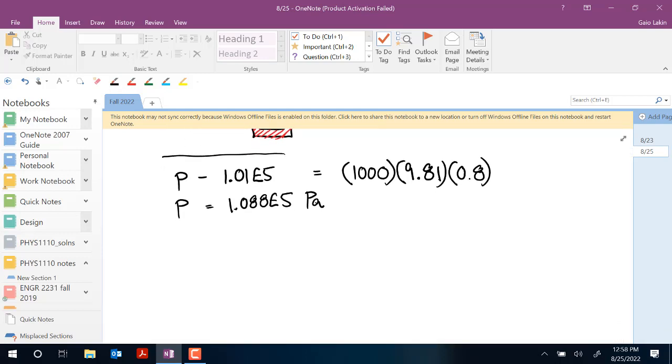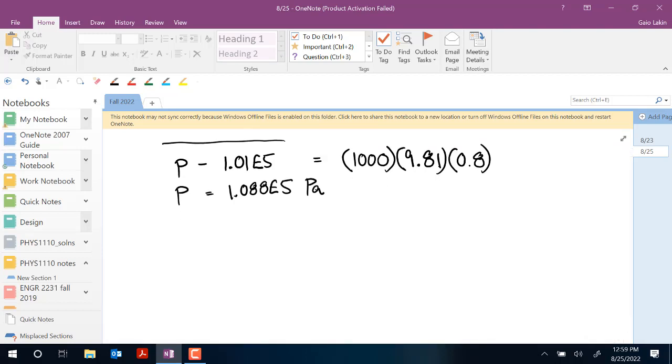Okay. That's the standard atmospheric pressure. Yep. So it varies a little bit day to day, but if you're not given a value, that's a good value to plug in if you need atmospheric pressure. Let's do one with a barometer.